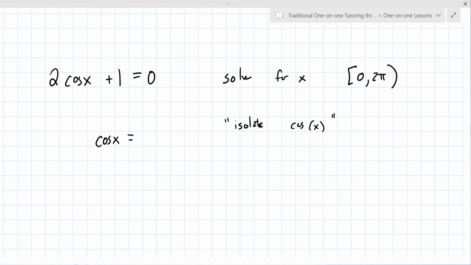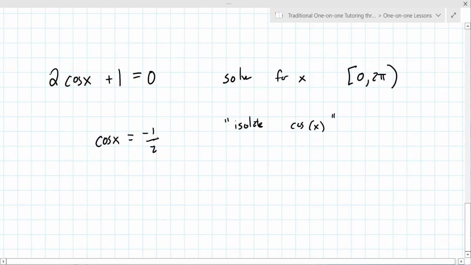It would be 1/2. Close. Oh, minus 1/2. Yeah, minus 1/2. Okay. All right. So now, because you just said it, this is the step you're really good at. Can you tell me where cosine of x is minus 1/2 on the unit circle?